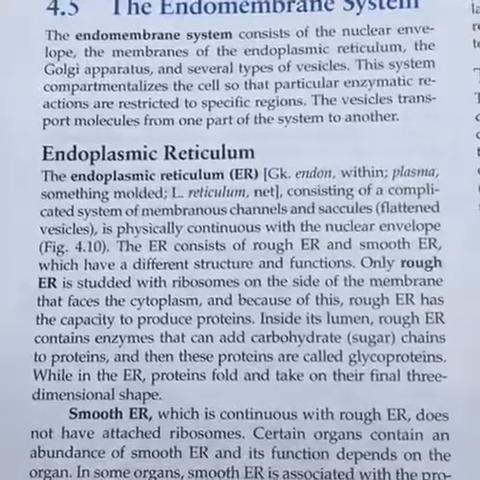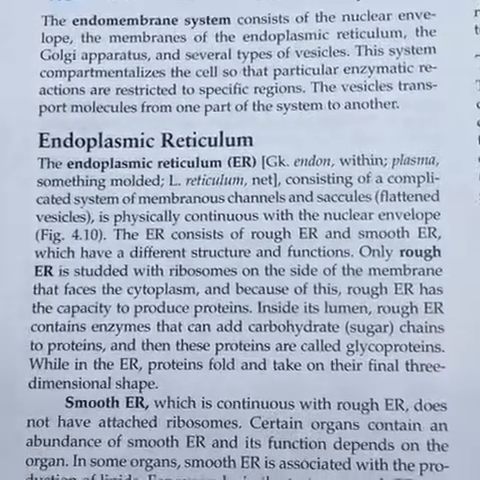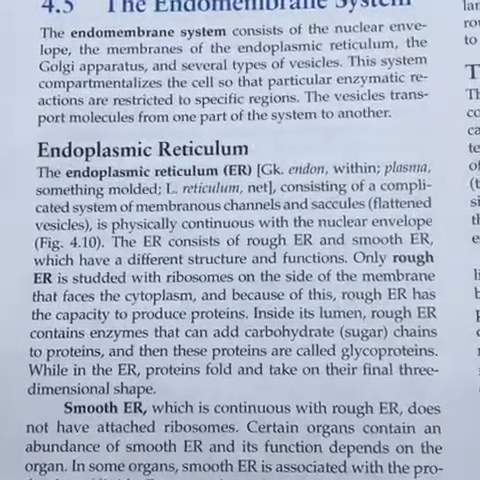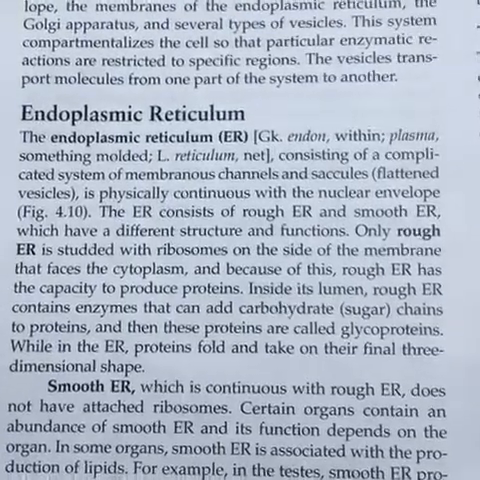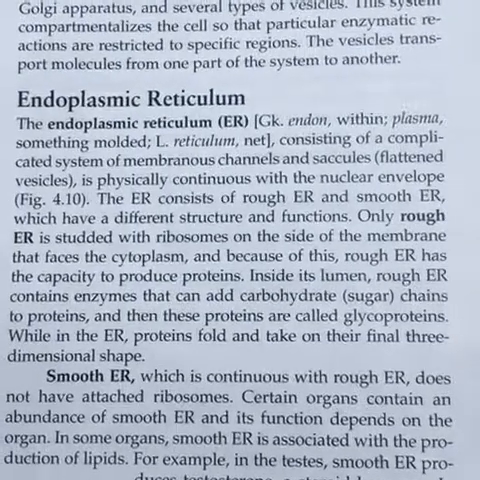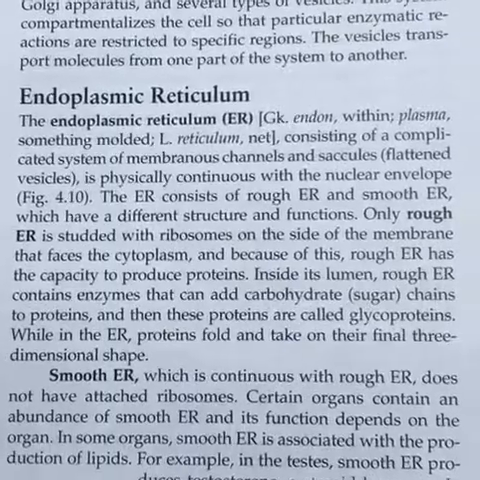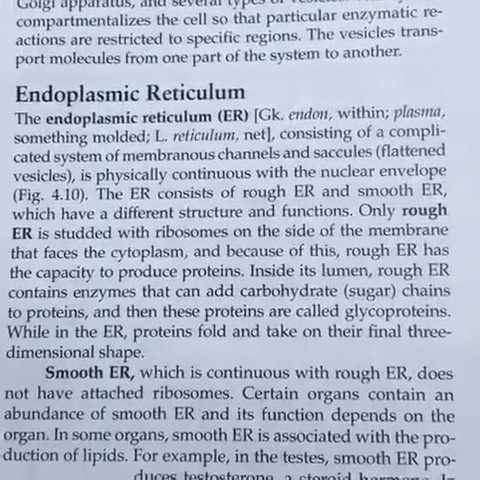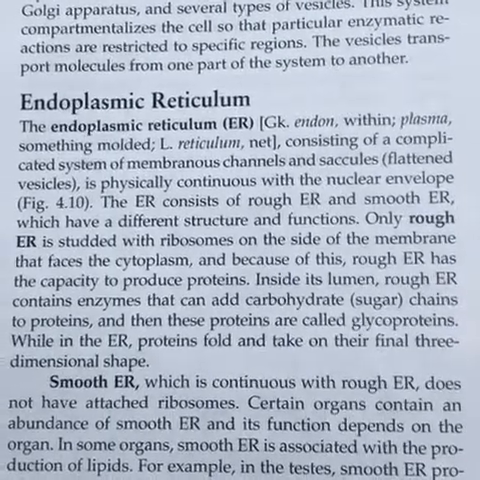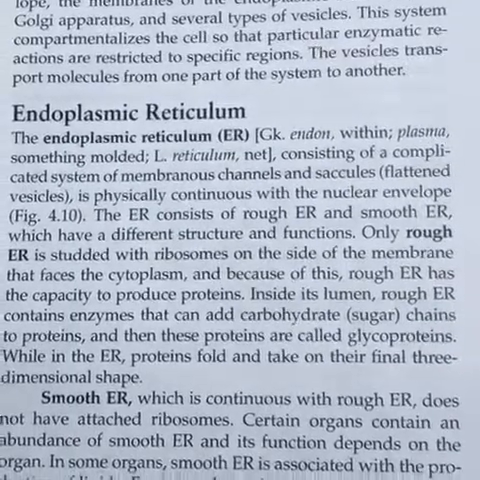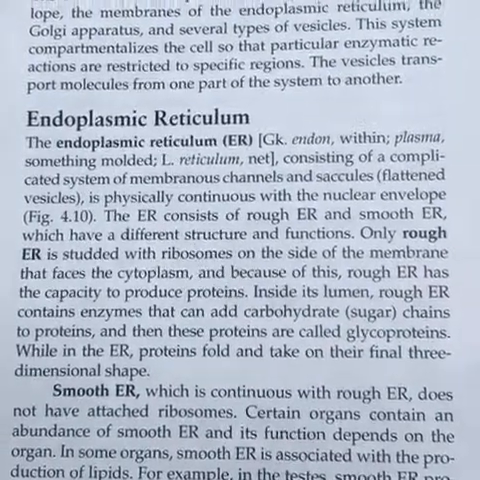4.5 The endomembrane system. The endomembrane system consists of the nuclear envelope, the membranes of the endoplasmic reticulum, the Golgi apparatus, and several types of vesicles. The system compartmentalizes the cell so that particular enzymatic reactions are restricted to specific regions. The vesicles transport molecules from one part of the system to another.